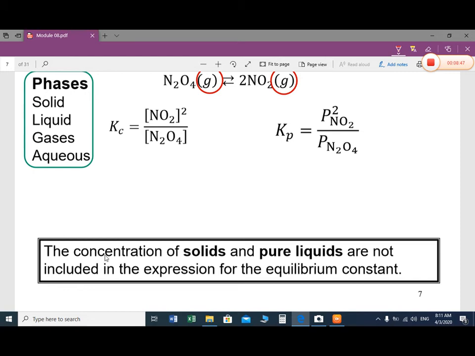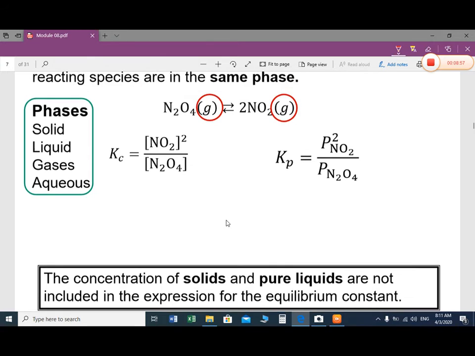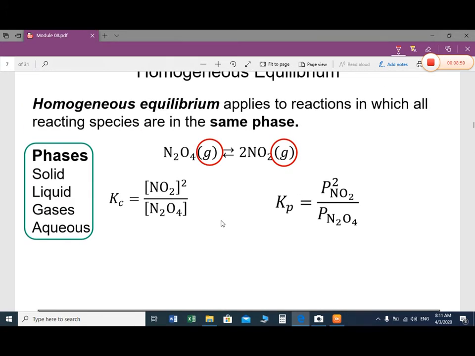See, I will read it for you. The concentrations of solids and pure liquids are not included in the expression for the equilibrium constant. It means you have to remove them. I will elaborate further after a few minutes. So this is the example here. In this example, both the components are in the gas phase, so we can calculate in terms of concentration. When we write this bracket, the bracket means we are calculating the equilibrium constant in terms of concentration.